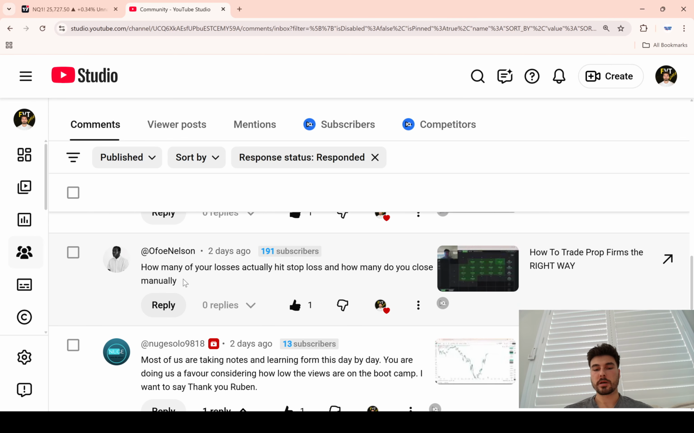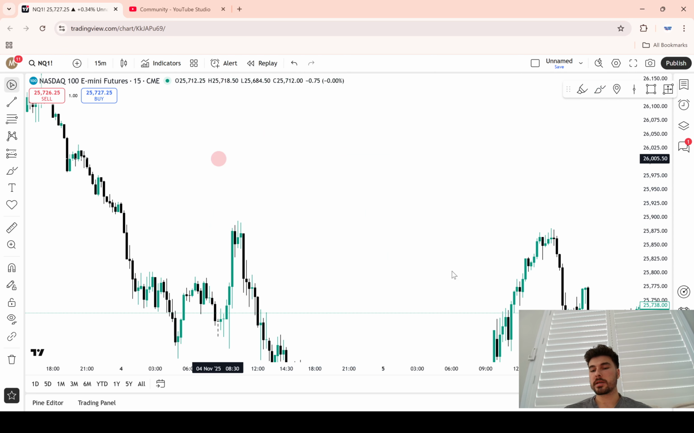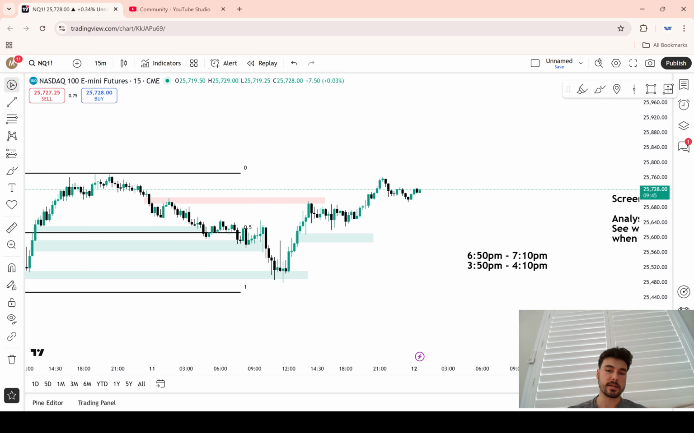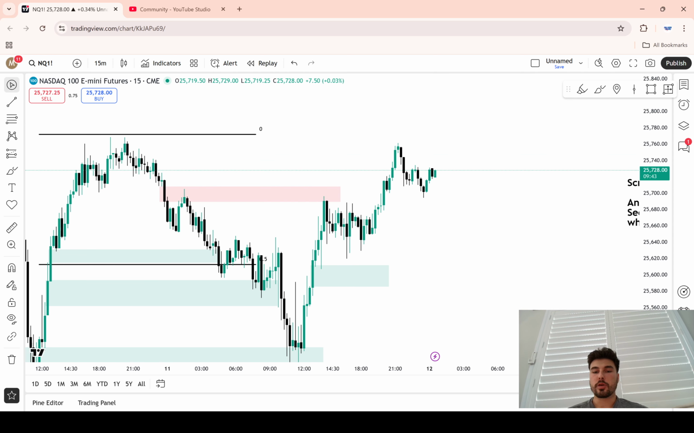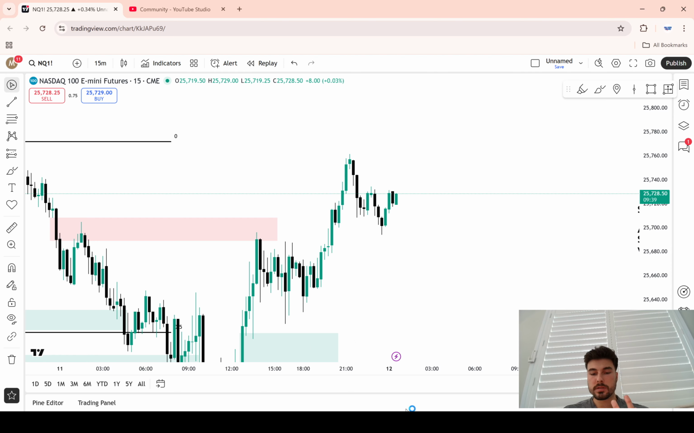This is a good question here. How many of your losses actually hit stop loss and how many do you close manually? That's a really, really good question. So risk management is a big part of trading. You could learn the strategy, you could know exactly what the market's doing to a degree, but your risk management could be the determining factor as to why you don't make money. And it could also be psychology too.